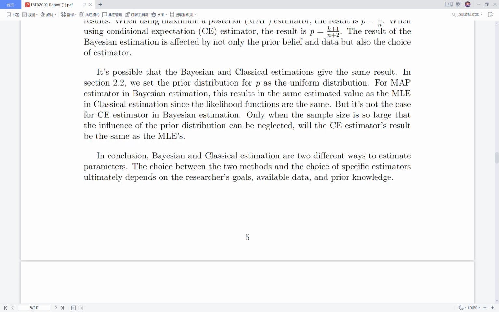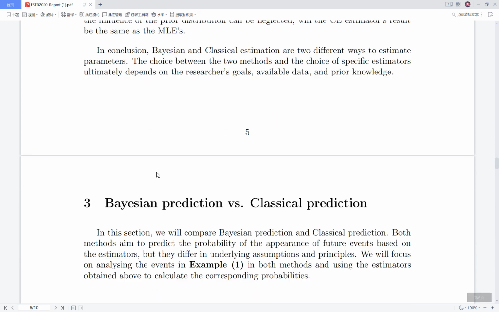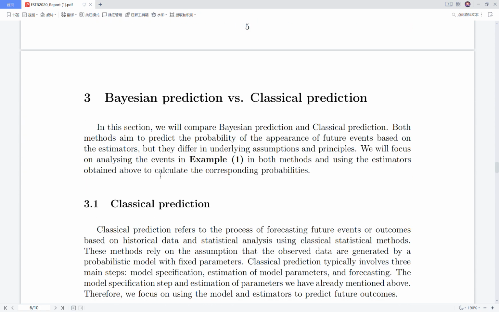So in conclusion, the choice between the two methods and the choice of specific estimators ultimately depends on the researcher's goals, available data, and most importantly, the prior knowledge. Next, let my partner Dong-Yi introduce the prediction part.